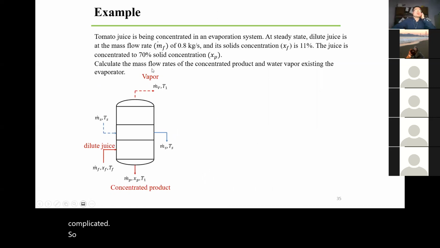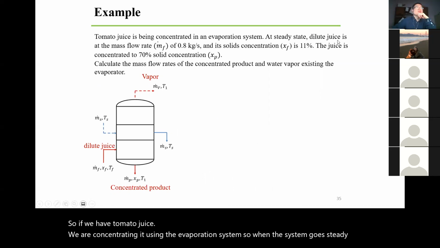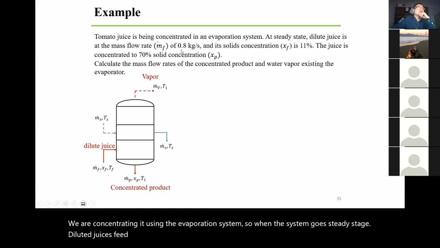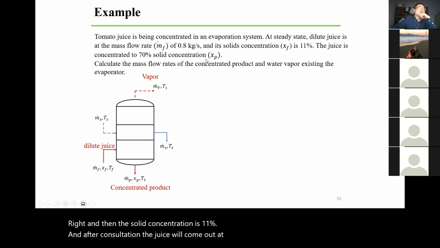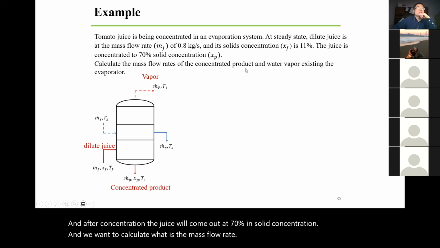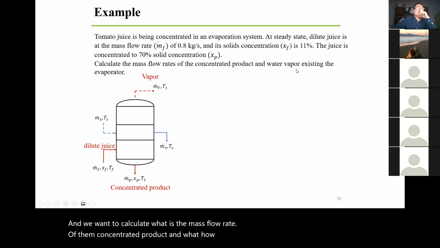So here's an example for you to practice calculating the mass balance. Say we have tomato juice, and we are concentrating it using the evaporation system. When the system reaches steady state, the diluted juice is fed at 0.8 kilograms per second, which is the MF dot, and the solid concentration is 11%. After concentration, the juice will come out at 70% solid concentration. We want to calculate the mass flow rate of the concentrated product and how much water vapor will come out from the evaporator.